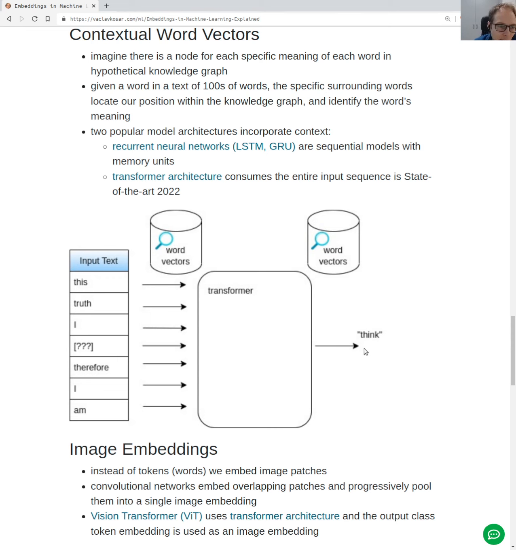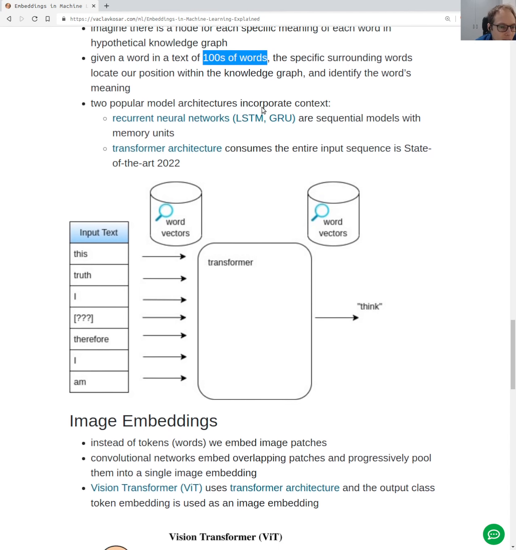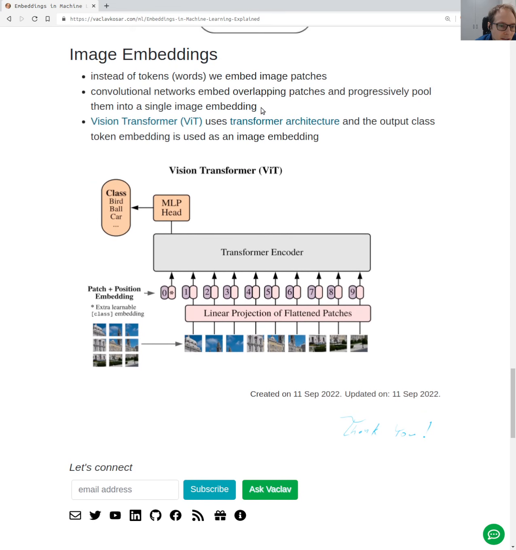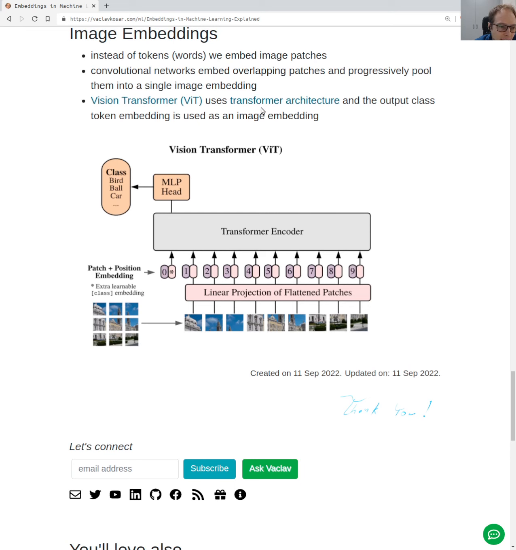And so in this way, by providing the full context and having a more complicated model, we can actually model different meanings from the same word given the context. So if we give context, the word can get the right meaning thanks to the contextual model. These models, these transformers, usually have a context of hundreds of words, and basically the surrounding vectors locate our position in the knowledge graph. And the transformer architecture is state of the art at this moment on many tasks.